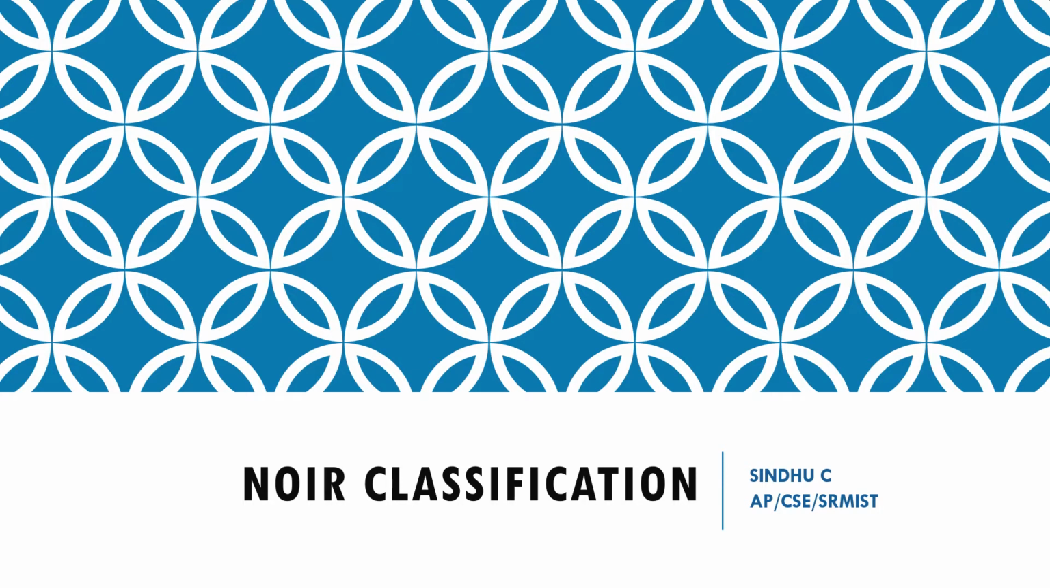Hello all, I'm Sindhusi. In this video lecture, I'll be discussing NOIR classification, where NOIR stands for Nominal, Ordinal, Interval, and Ratio. NOIR classification is a classification of data by means of a scale of measurement. There are many things that can be measured and many other things that cannot be measured. So we'll be looking at these kinds of data that can be classified based on their scale of measurement.